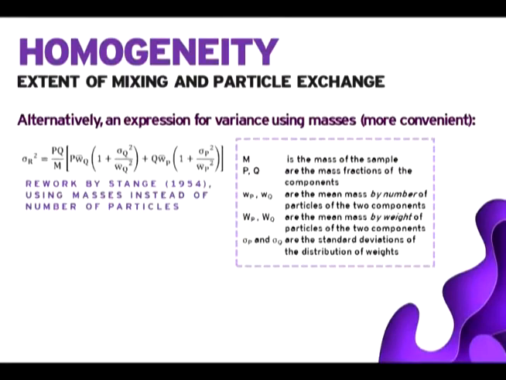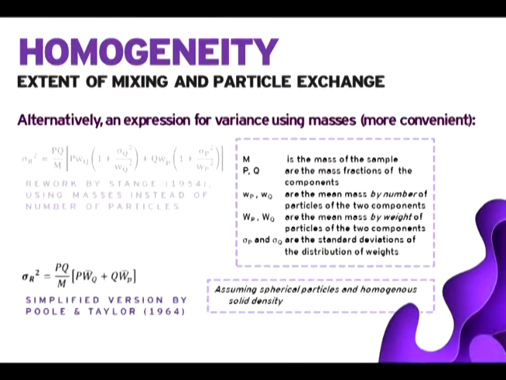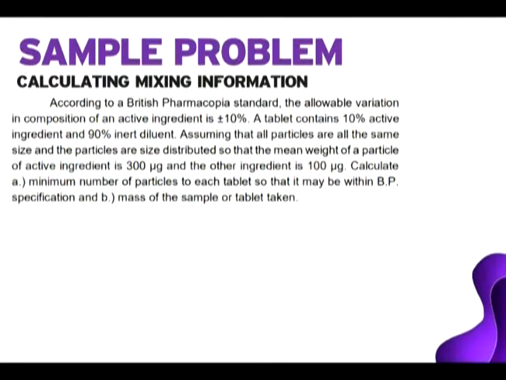However, the mean mass by number of particles is still applicable to discrete systems, so we need to improve the equation once more. If we assume spherical particles and a homogeneous solid density as done by Poole and Taylor in 1964, we can simplify the equation further. Note the difference in the variables: capital W is the mean mass by weight, compared to small w, which is the mean mass by number. Now let us take a look at the sample problem.